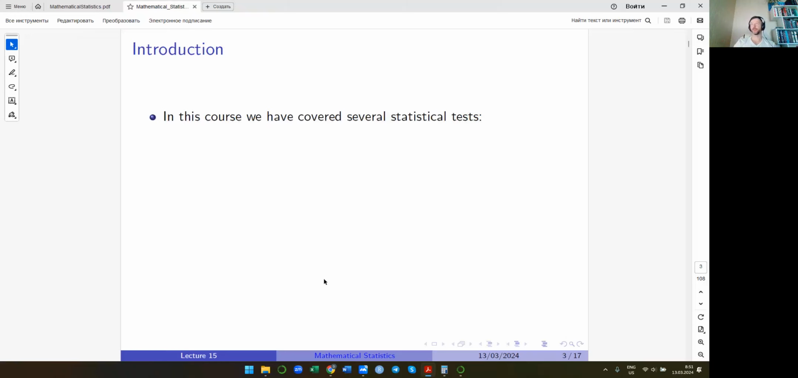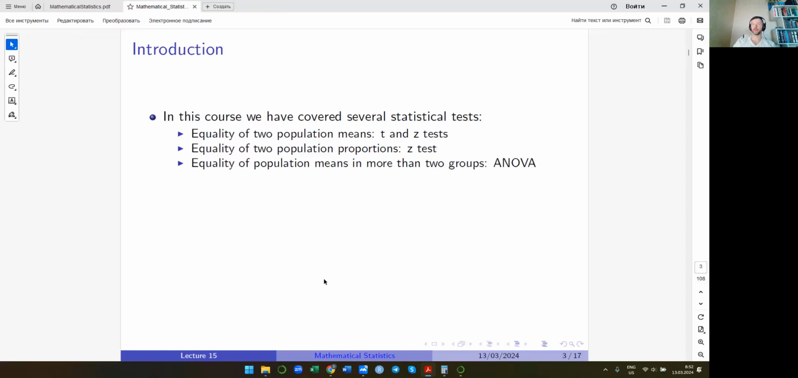So what do we know so far from the second part of this course, especially? We have covered several statistical tests for different practical applications. So we know how to test equality of two population means with the help of T and Z test. We know how to test the equality of two population proportions with the help of Z test. We know how to test the equality of more than two population means.